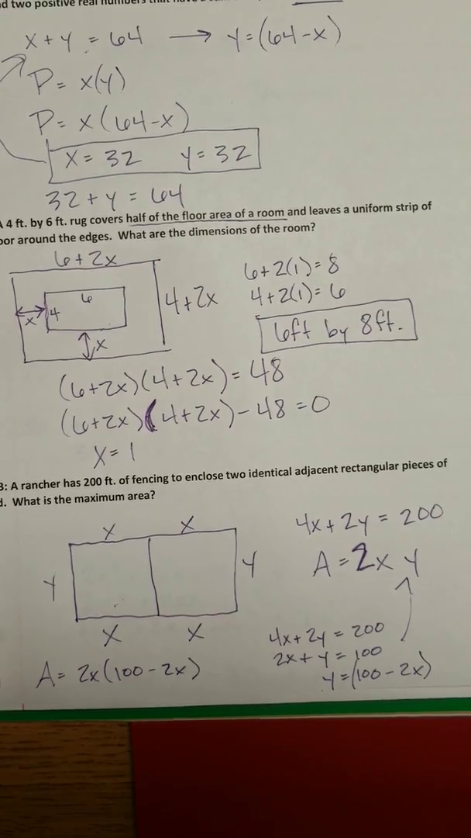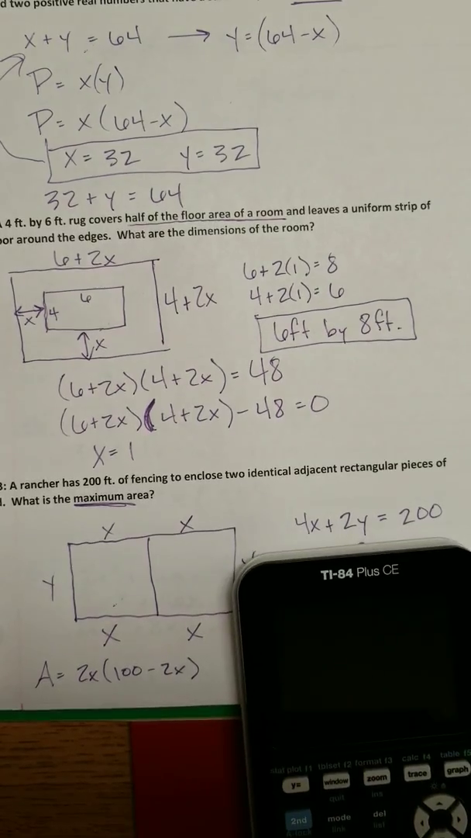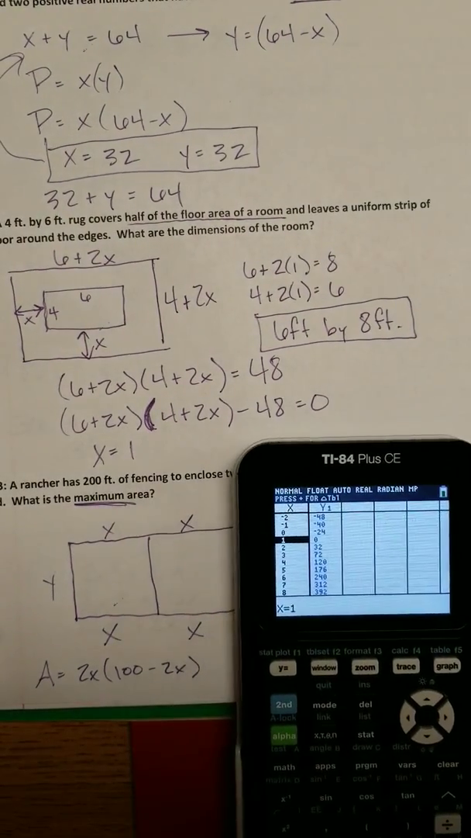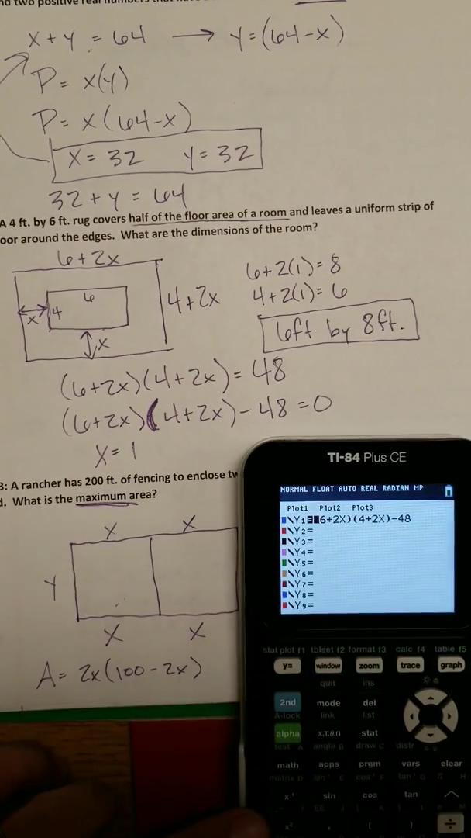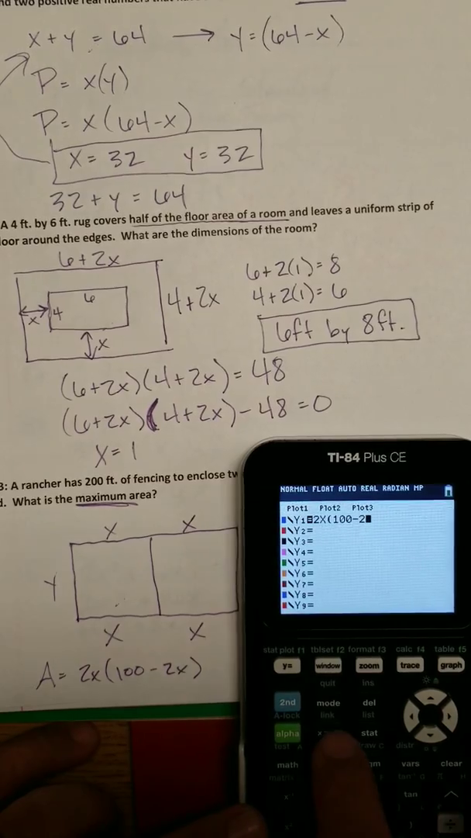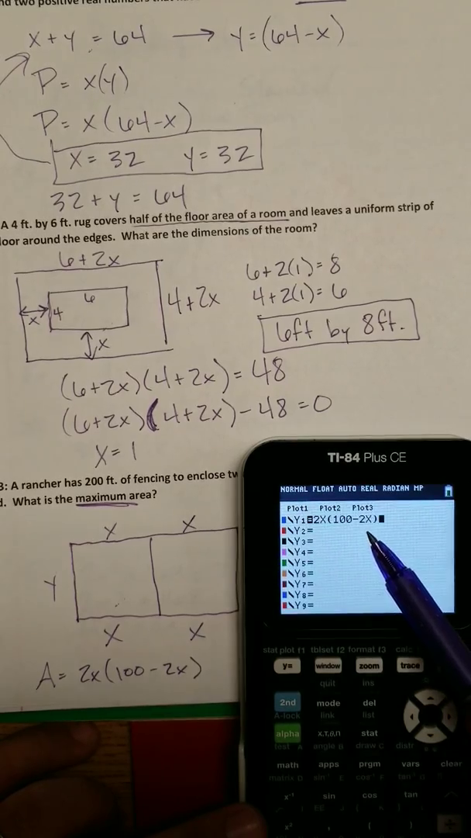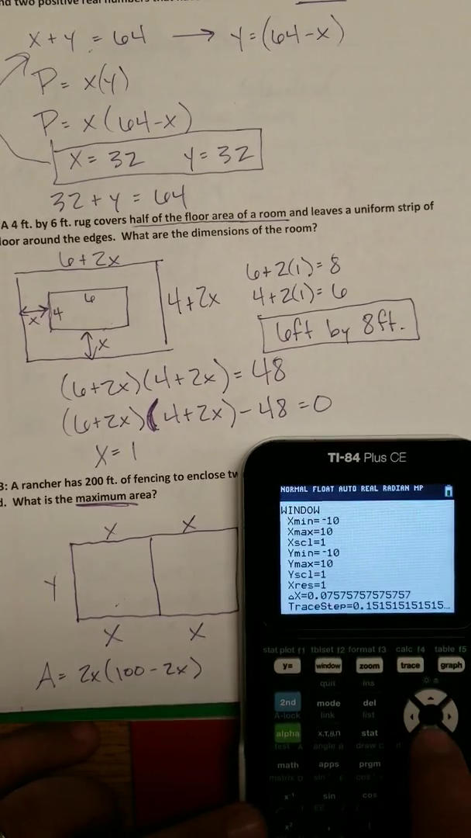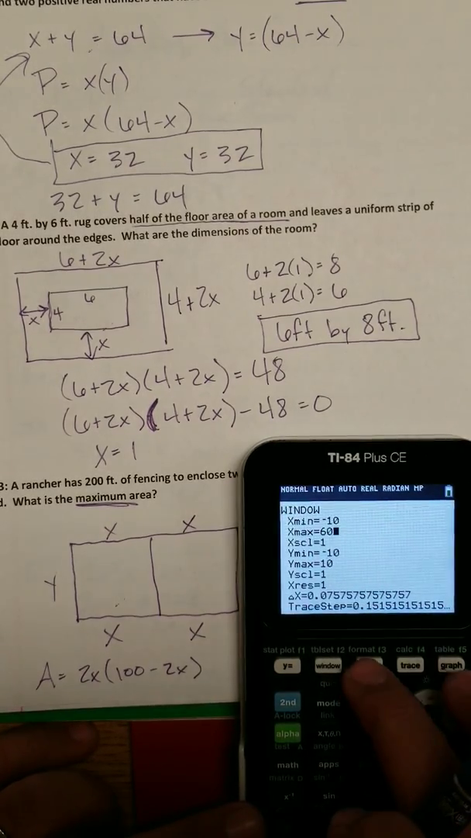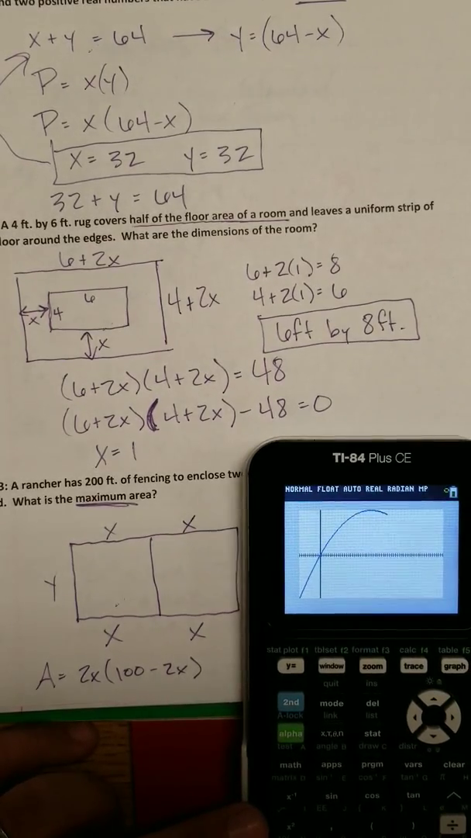So grab your calculator. Again, we're working with maximum. So that's talking about the vertex. Go to y equals. Clear that out. We're looking at 2x times parentheses 100 minus 2x. Let's see, I've got a 0 at 0 and I've got a 0 at 50. So I'm going to go to my window and go from -10 to 60. That way we can see both of the zeros. Again, I'm going to hit zoom fit or zoom 0. There's your beautiful graph.